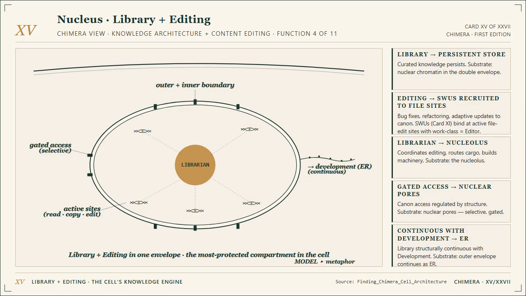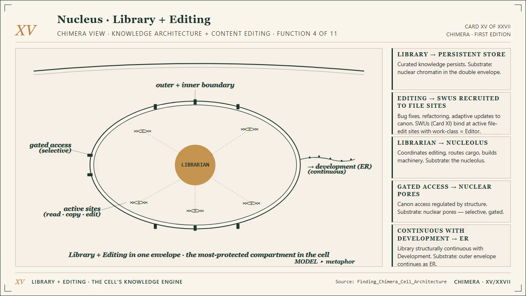Card 15, Nucleus, Library and Editing. This is library and editing, the cell's knowledge architecture, and the editorial work that keeps it accurate. Library and editing has 2 boundaries, an outer envelope and an inner envelope just within. The most protected compartment in the cell. Gated access pores straddle the boundary at distributed points. Selective, addressed, gated both ways. Canon access is regulated by structure, not policy.